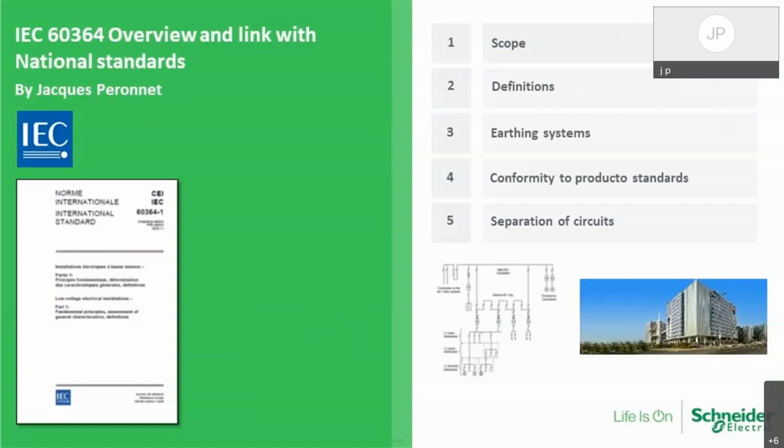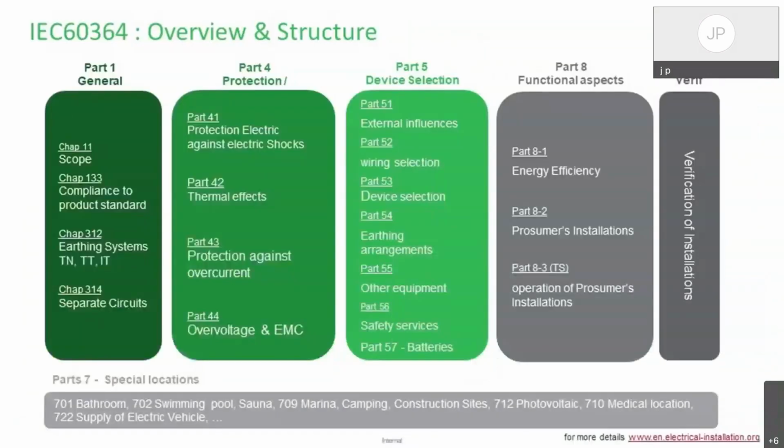Okay, so I will introduce to you the IEC 60364. So we are going to check what is the scope, the definition, some vision of the earthing system, the conformity of the product standard, and the separation of the circuit. So this is for part one, which is quite important to know in 60364.